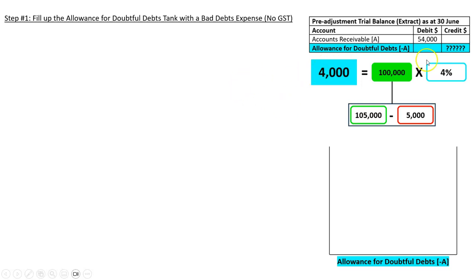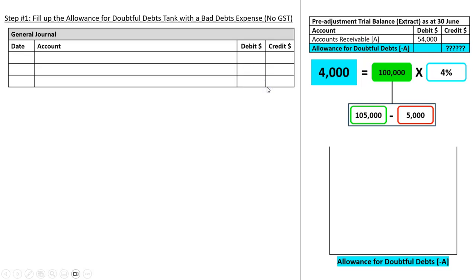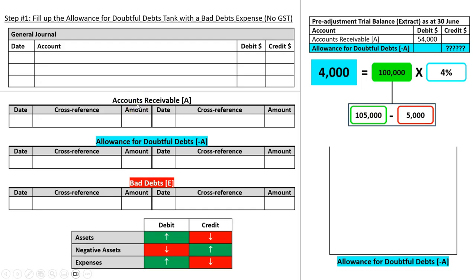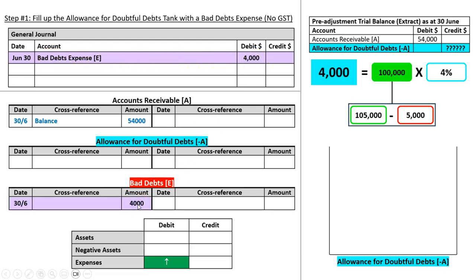But if you did want to go into the detail a little bit more, let's look at step 1. We said the allowance here needed to be 4,000, at the end of June. What we did was we touched 3 accounts. Accounts receivable at the moment has a debit balance of 54,000. And on balance day, we increased our allowance by debiting the expense. So I went to bad debts expense and did a debit of $4,000 there. And the credit was a credit to the allowance for doubtful debts, and that's a negative asset, so it goes up on the credit side, and that had the effect of filling up the tank.